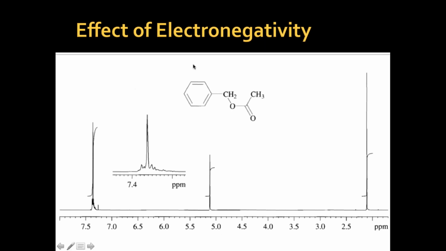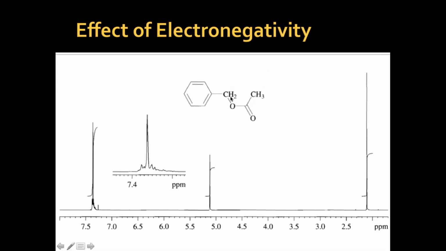All right. So I wrote the title of the slide: effect of electronegativity. What that means? As I said, electronegativity means to withdraw the electron. Now the people who understand that this is the ester group, right? The ester group is an electron withdrawing group. It withdraws the electron from the CH2.